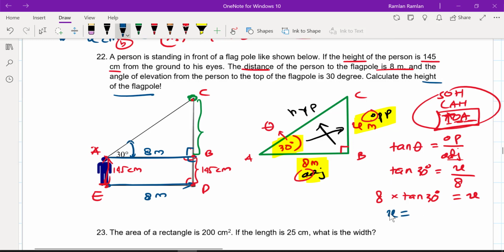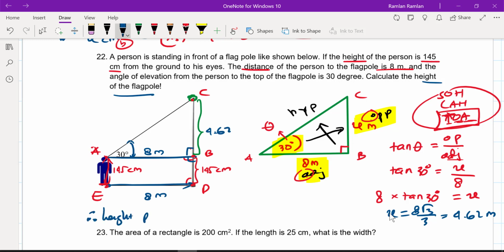If you're using that, it will be 8 square root of 3 over 3. Or since in here we need a decimal, convert that into decimal. I'm gonna use 2 decimal places. That will be 4.62 meters.